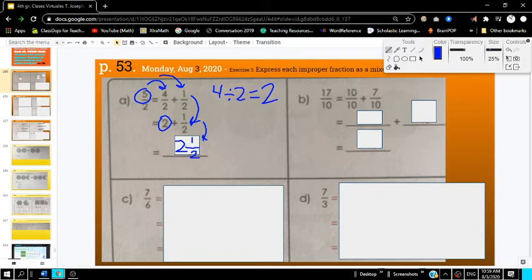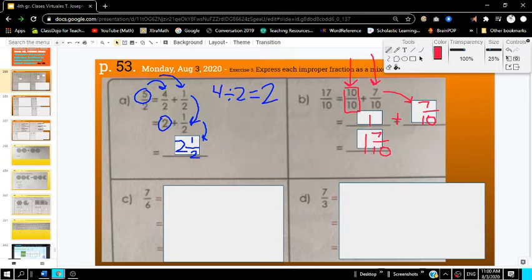For letter B, we have 17 tenths. Now, 17 tenths is a larger number than just a regular whole number, right? We have the whole number and we have the fraction. You can see our whole number is 10 tenths. Now, 10 tenths is the same thing as 1. And 7 tenths is our fraction that's left over. So, what's 1 plus 7 tenths? Well, 1 plus 7 tenths is 1 and 7 tenths.